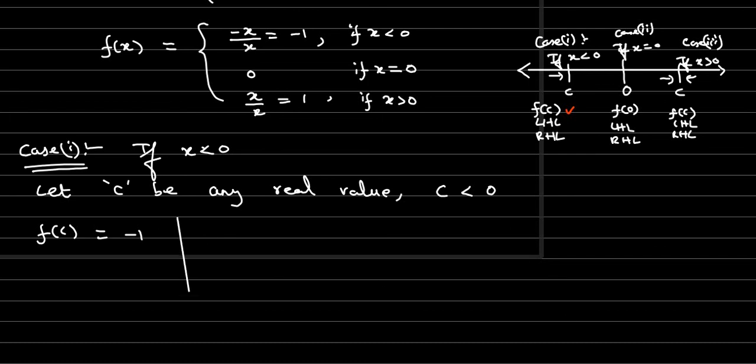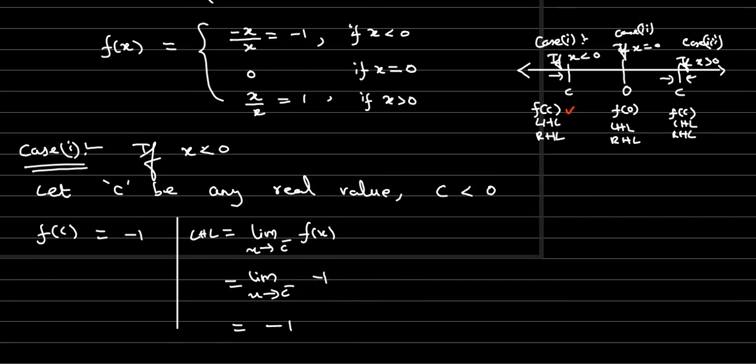Now the left hand limit. Limit as x approaches c from the left hand side of f of x. For this c, the values close to c on the left hand side are also less than 0. So the suitable function is what? The same first function, replacing f of x with the first function, minus 1. When we apply the limit, since it's a constant, the result will be the same, minus 1. Now the right hand limit.